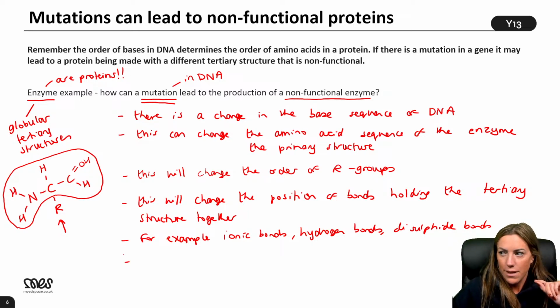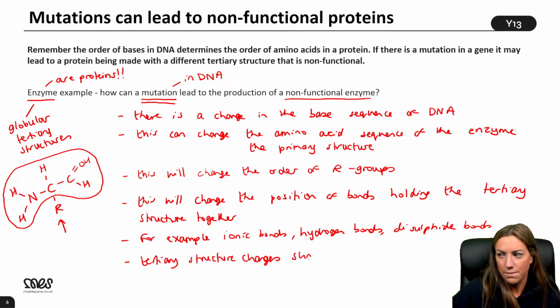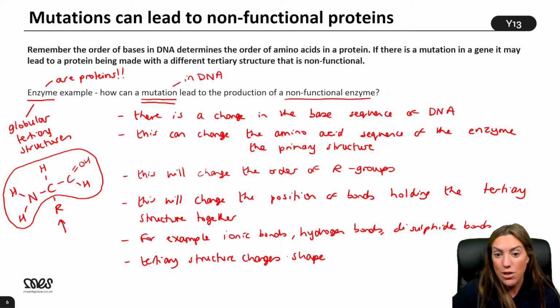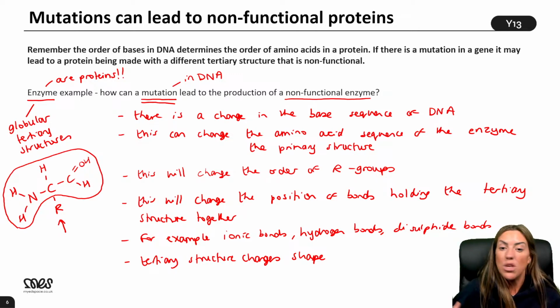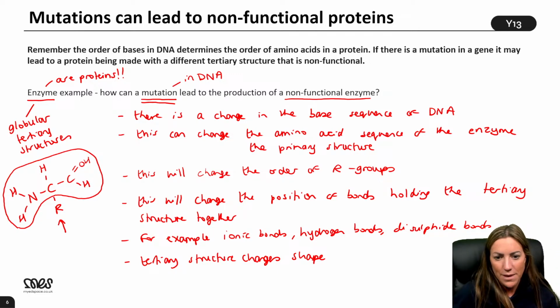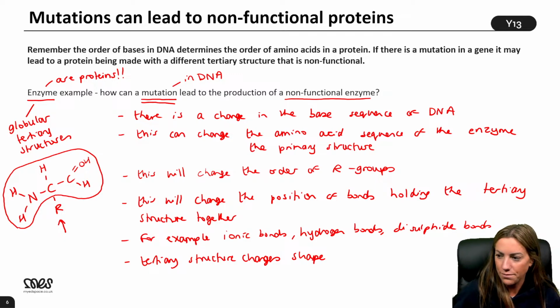So if we're changing the bonds that hold the tertiary structure together, then the tertiary structure changes shape. We've got a different tertiary structure. You could say hydrophobic and hydrophilic interactions as well. They're obviously a lot weaker. They're just interactions, they're not bonds, but you could mention those as well. Although I would always mention one of the main ones as well, ZG. I'd always mention ionic, hydrogen or disulfide.